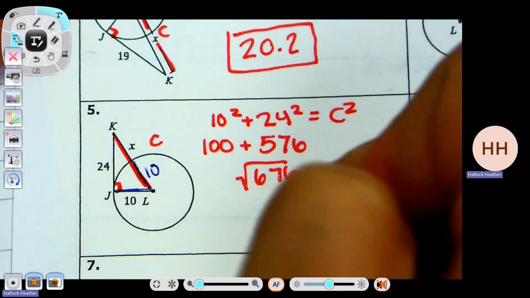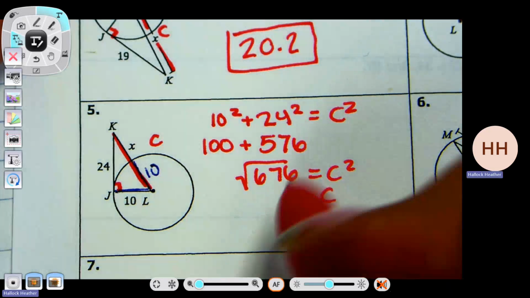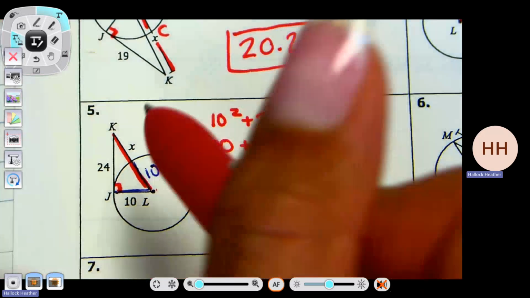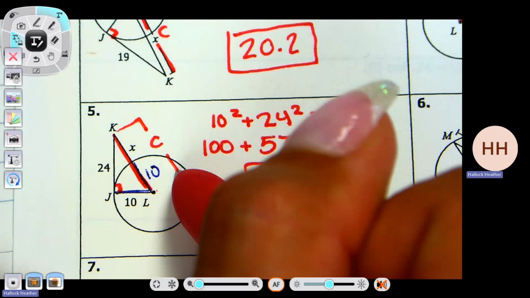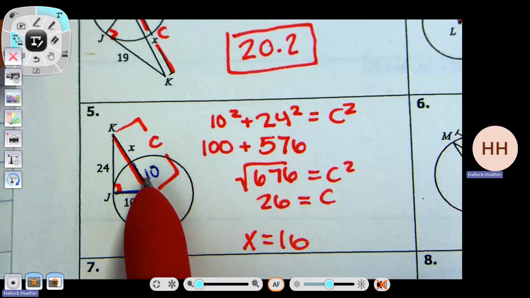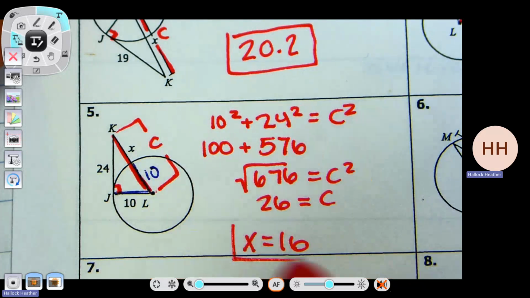So how much is C in total? Was it 26? Okay, so that's 26. Now, how much would X be if all of C, the whole distance, is technically 26? X would have to be 16, because if this radius is 10, then X would have to be 16 to make a total of 26.